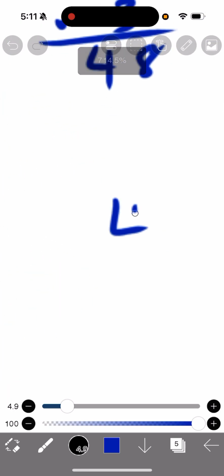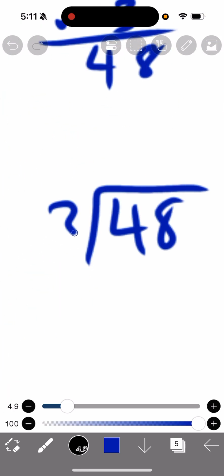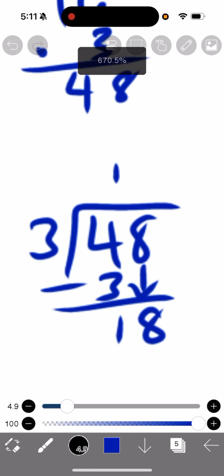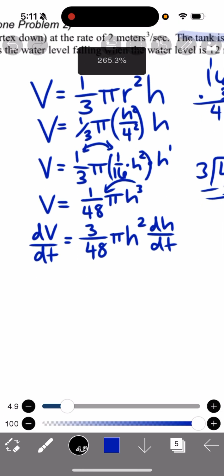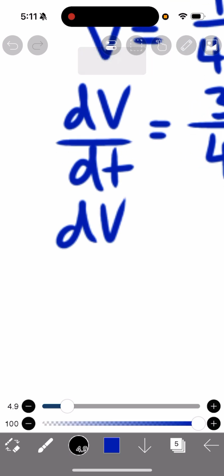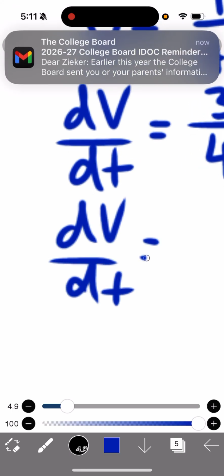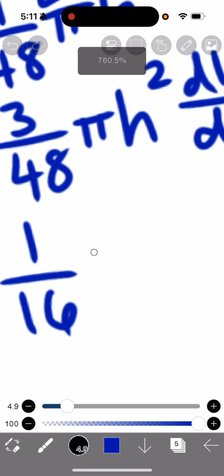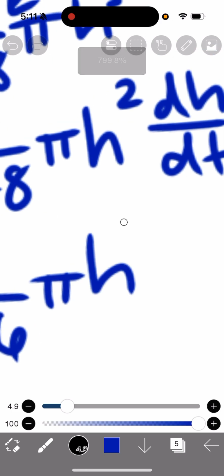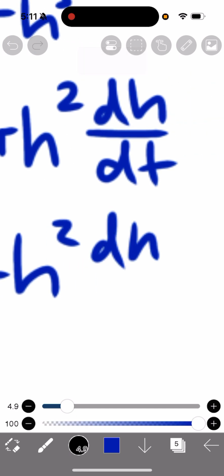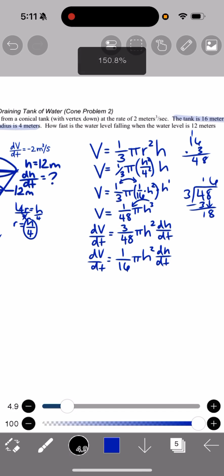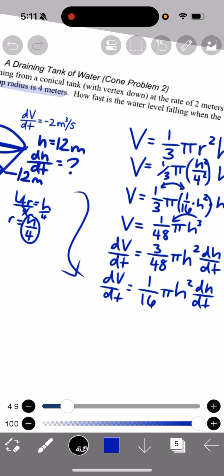3/48. What is 48 divided by 3? 16. Okay. Let me just rewrite this real quick. 1/16th h squared dh over dt is now our derivative equation, and now we can finally plug in all the values that we've got.